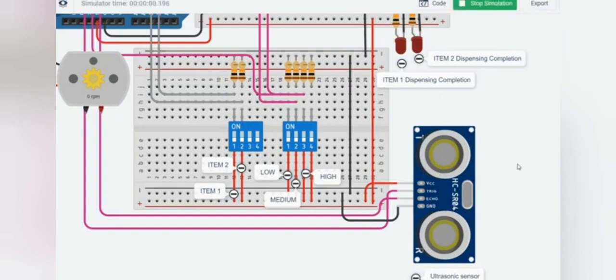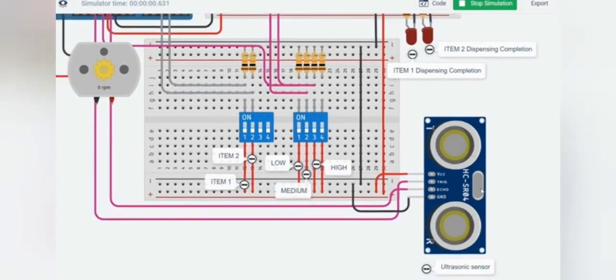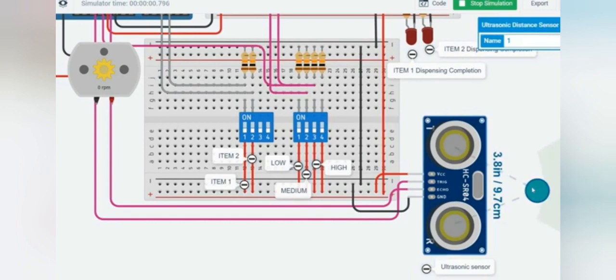Here, if the user wants the food item 1 with the high quantity, then he needs to hold his plate within the range of 10 cm. Now the user has held his plate at 9.7 cm, which is less than 10 cm. So the ultrasonic sensor can detect this plate. Then the user needs to choose the item and the quantity. If the user wants item 1 with the high quantity, then the DC motor rotates in the clockwise direction and stops for 10 seconds.